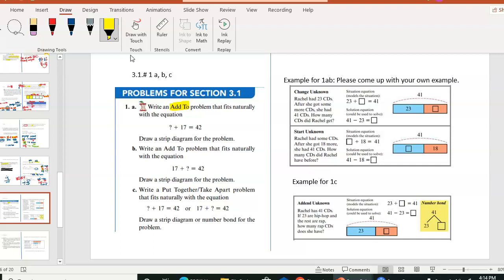Okay, so first we need to write this type of addition problem that fits naturally with the equation something plus 17 equals 42. First you have to write down a word problem. Secondly, we have to draw a strip diagram. That's for part A. Let's go ahead and look at my example, which actually comes from the textbook.